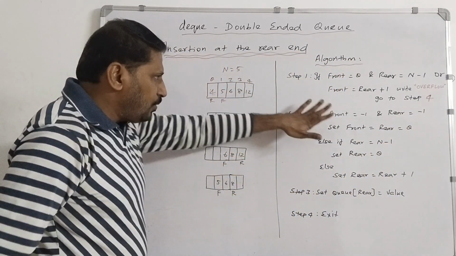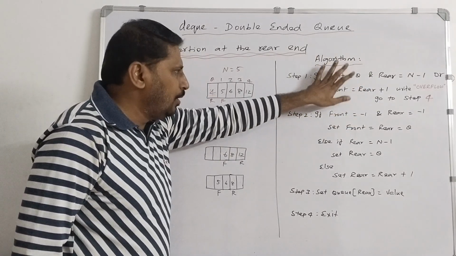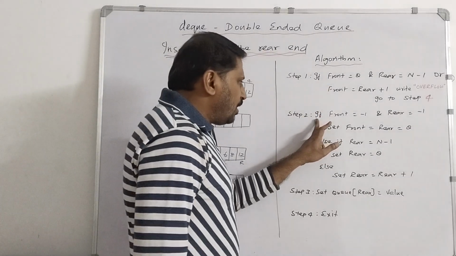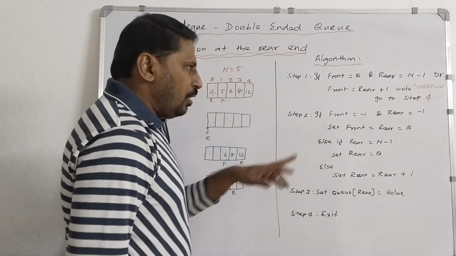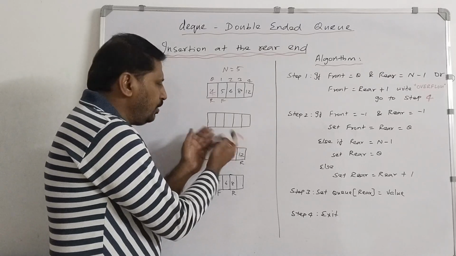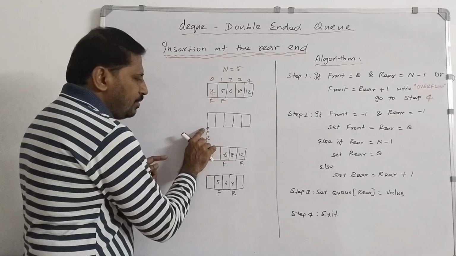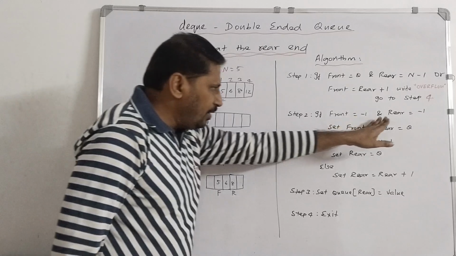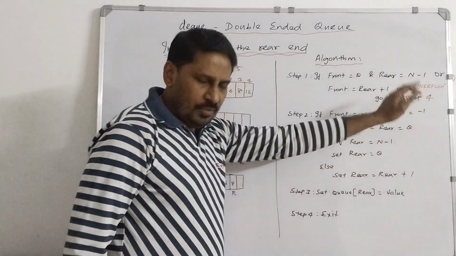Otherwise, if these two cases have not occurred, I come to step 2. In step 2, we are checking whether front equal to minus 1 and rear equal to minus 1. If the condition is true, it means that the queue is empty. In this second case, front and rear point to minus 1. Minus 1 is nothing but an empty queue. So if it is empty, we have to set front equal to rear equal to 0.